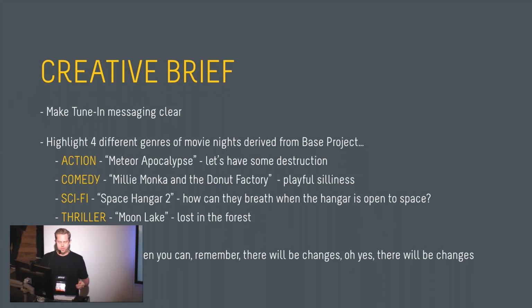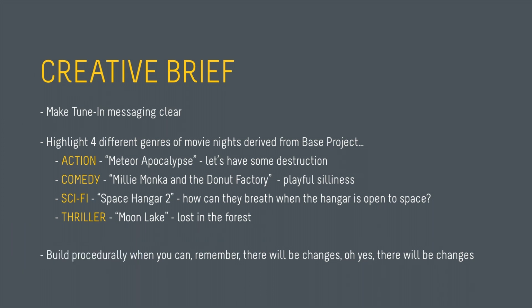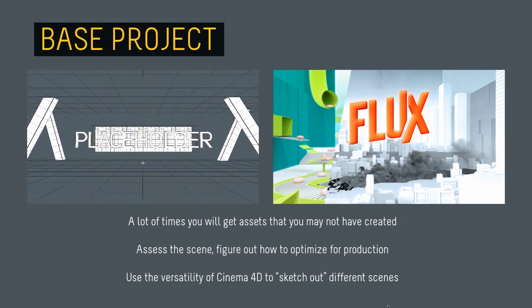And then, just for the purposes of this presentation, we're going to do 4 different styles: an action, a comedy, a sci-fi, and a thriller. So we can see how well Cinema 4D has the tool set that we can just jump into anything and conform to any one of these genres. And we're going to build procedurally when you can, because remember, there will be changes. There will be changes. Okay, so let's just jump into this base project here.